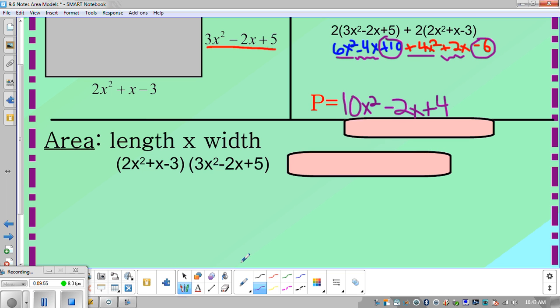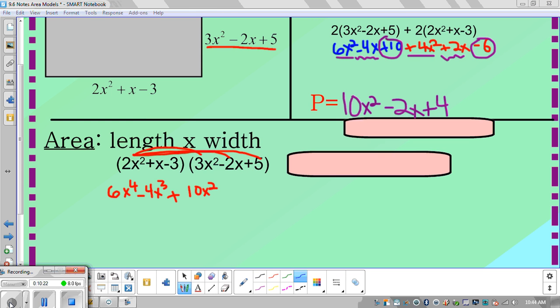You're going to distribute a lot of times here. You're going to take your 2x squared and distribute it 3 times. And then you're going to take your x and distribute it 3 times. And then you'll take your -3 and distribute it 3 times. Take a moment, see how you can do, and then come back and check yourself.